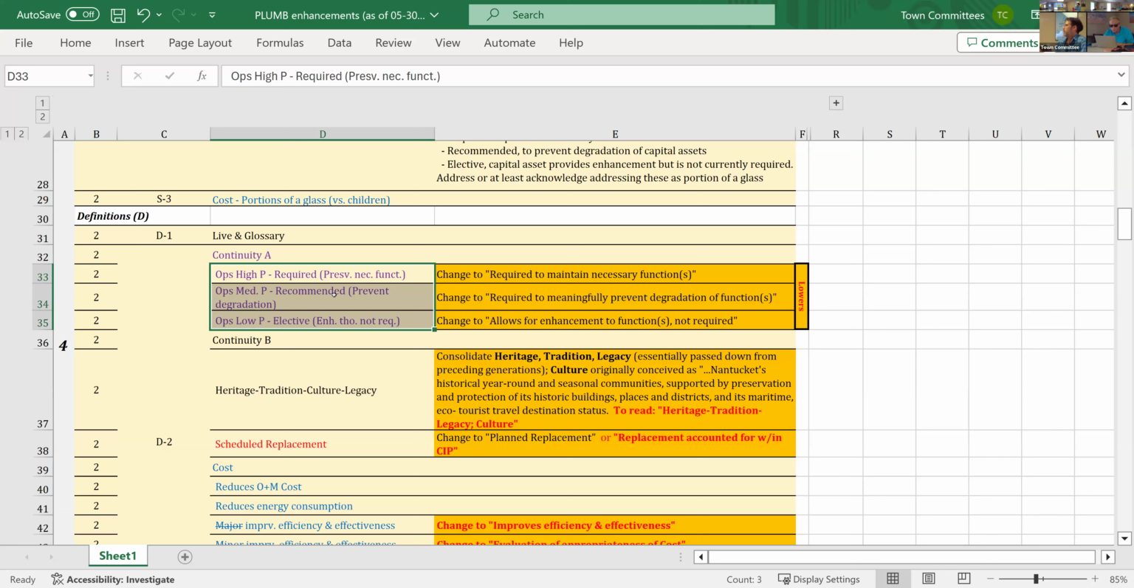Now, that wasn't the case with required, recommended, or elective. So what we're doing is getting away from high, medium, and low based on our discussion at the last meeting. We're going to change this line item to "required to maintain necessary functions." The next is "required to meaningfully prevent degradation of functions." And the third is "allows for enhancement of functions not required." The expense is not a requirement of the functions to provide the functions. We run into a character restraint on these.